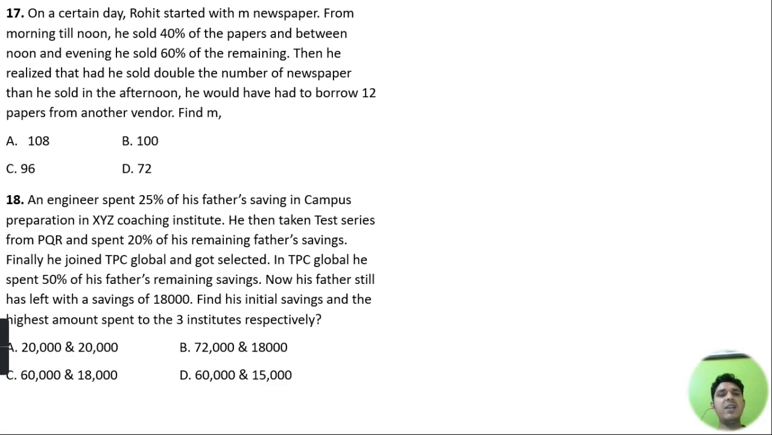The question is, on a certain day Rohit started with M newspapers. From morning till noon, he sold 40% of the papers, and between noon and evening, he sold 60% of the remaining. Then he realized that had he sold double the newspapers that he sold in the afternoon, he would have had to borrow 12 papers from another vendor. Find M. So students, simply we can take the value of M as 100, and the thing is he sold 40% of the newspapers.